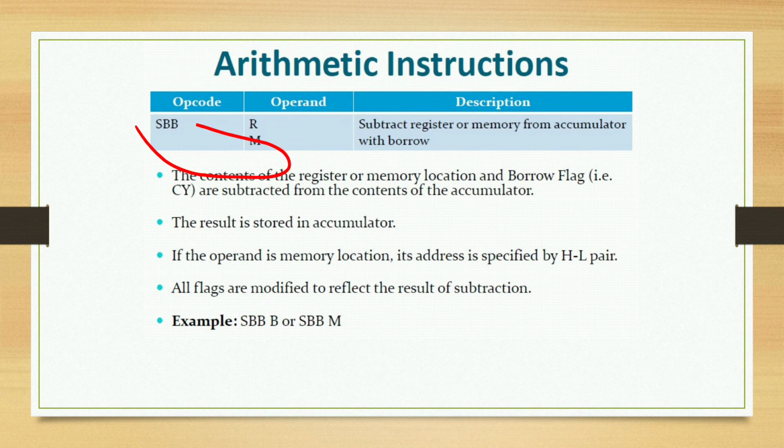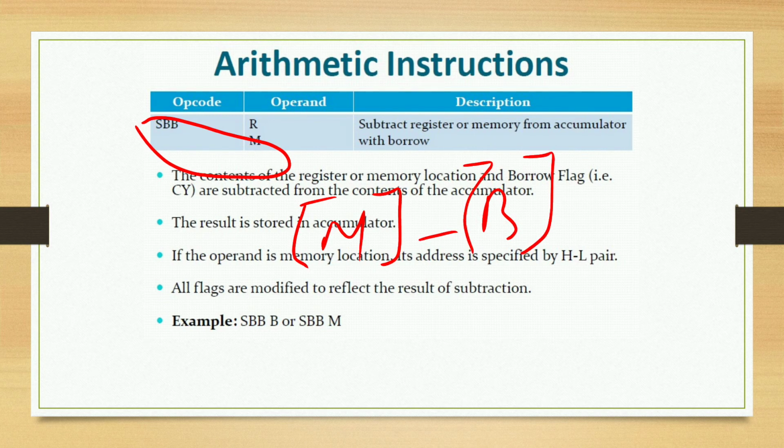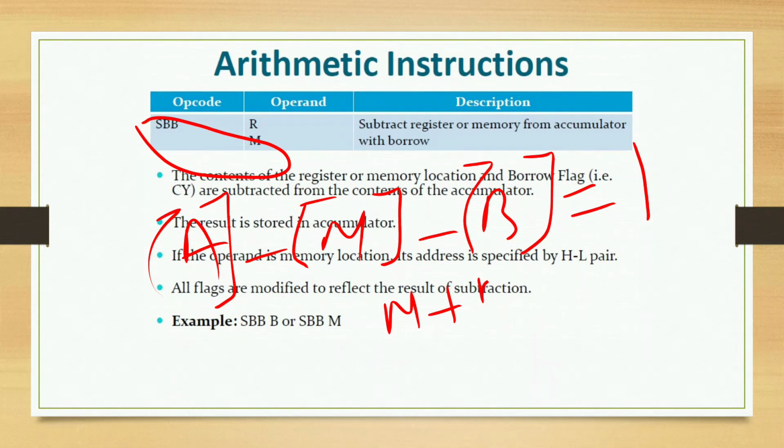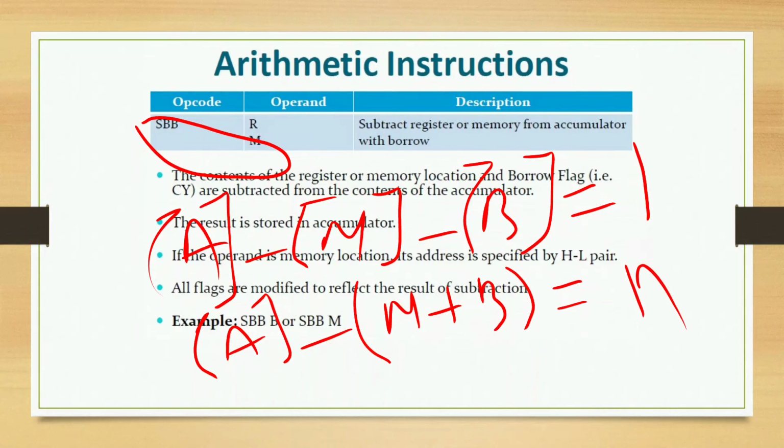Similarly in SBB M, the content of memory and borrow are subtracted from the accumulator. Content of memory and borrow are subtracted from the content of accumulator and result is stored in accumulator. Means content of memory is added with the borrow, which is subtracted from the content of accumulator, and the result is stored in accumulator.